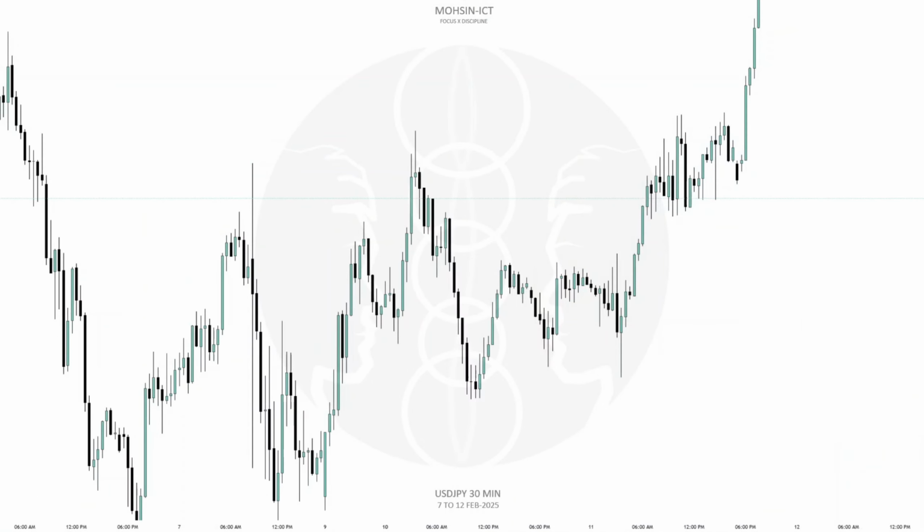Our next example, this is USDJPY 30-minute chart. This is 7 to 12 February 2025. You can see right here we have this consolidation, low, high, low, high, low, high, a restricted price range, and here's the 50% level. You see price offered us nice entry right here. If you go on 5-minute chart, it's a very amazing entry.